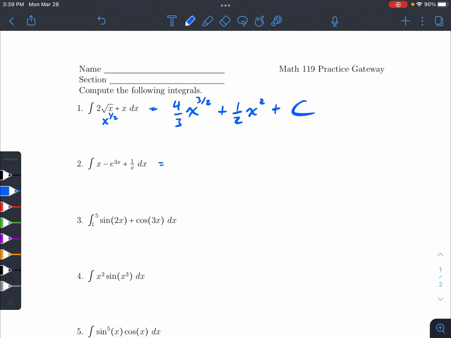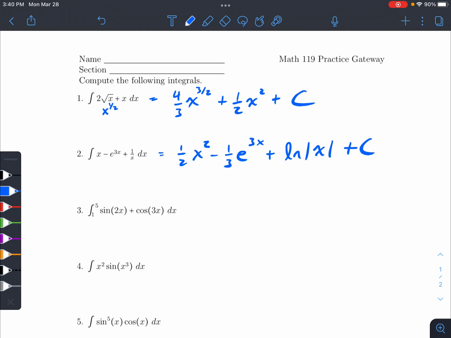When we do the integral of x, again, we'll get 1/2 x squared. Next, e to the 3x. The derivative of e to the 3x is 3 e to the 3x. So we multiply by a 3 when we take a derivative, so we have to divide by 3 when we do an antiderivative. So minus 1/3 e to the 3x. And then the integral of 1 over x is natural log of absolute value of x. And again, this is an indefinite integral, so we do a plus c at the end.